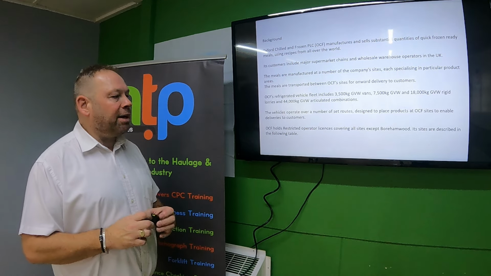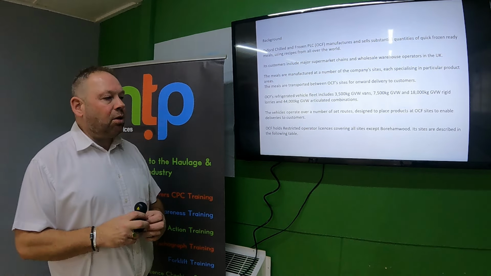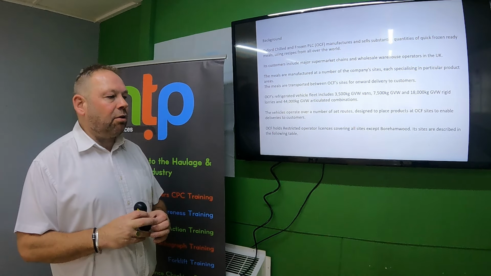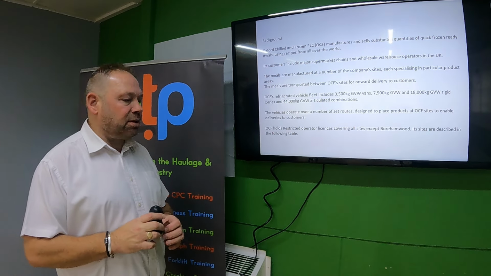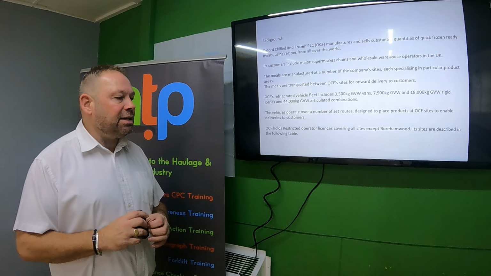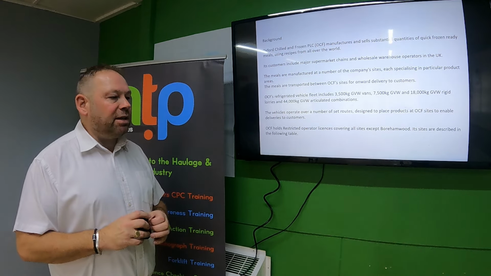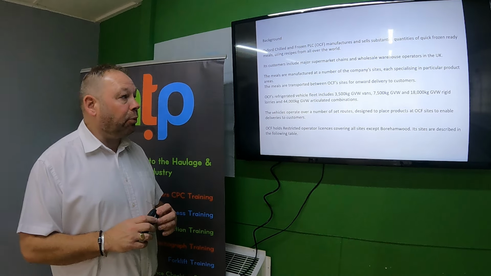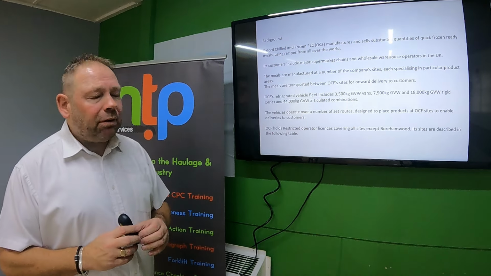OCF's refrigerated vehicle fleet includes 3,500 kilogram vans, 7,500 kilogram and 18,000 kilogram rigid lorries and 44,000 kilogram articulated combinations. The vehicles operate over a number of set routes designed to place products at OCF sites to enable delivery to customers. OCF holds restricted operator licences covering all sites except Boreham Wood. Its sites are described in the following table. Have a little look through that.